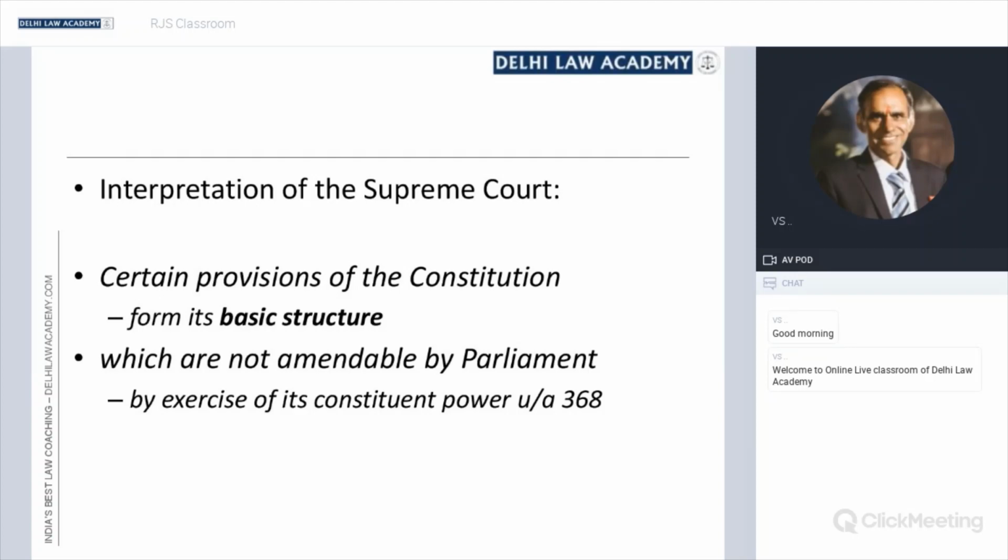A clear-cut mandate given by the Supreme Court is that those provisions of the Constitution, without specifying exhaustively what those provisions are, cannot be amended by the Parliament even under Article 368. And what are those provisions? Those provisions have not been exhaustively mentioned in the judgment. So it remains an open question all the time.